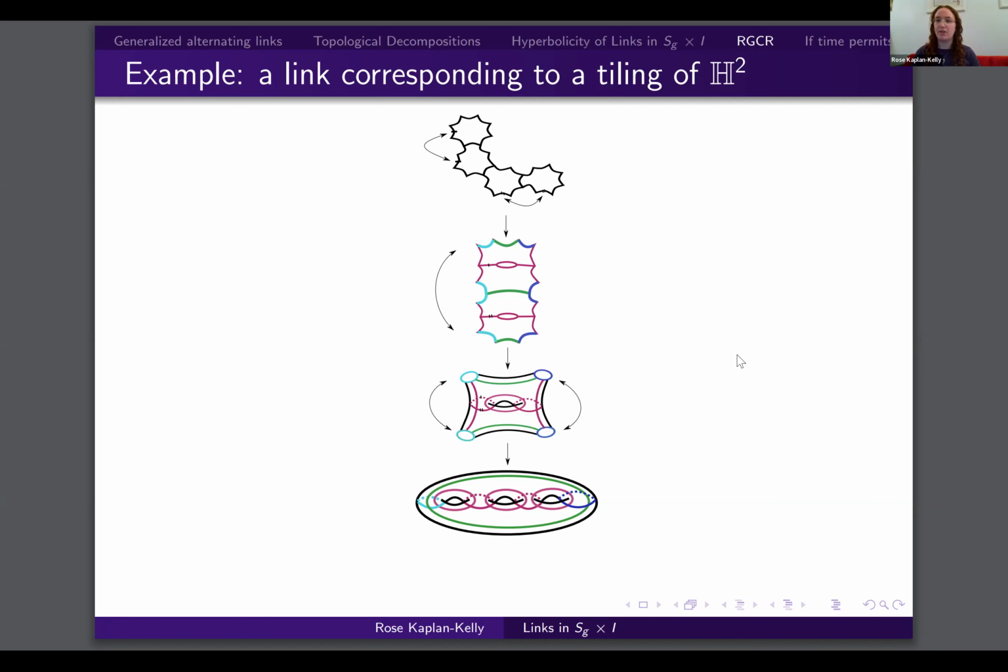Imagine that our tiling was by regular octagons. Now we take a fundamental domain of just 4 of those octagons, and I've shown how we could glue the different edges to get a corresponding link diagram on this genus-two surface. So we could glue these two edges and these two edges, and then I've colored the different edges to show how they glue up to get that final diagram on that surface.